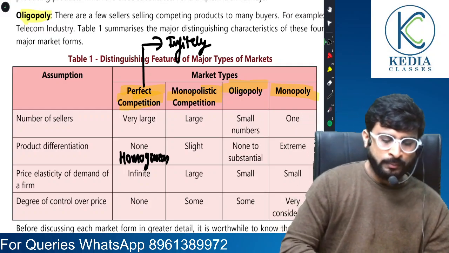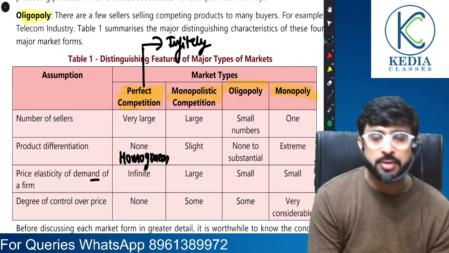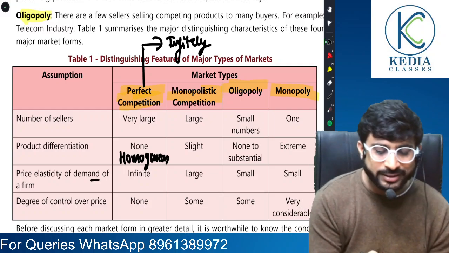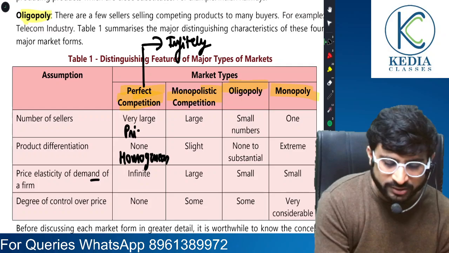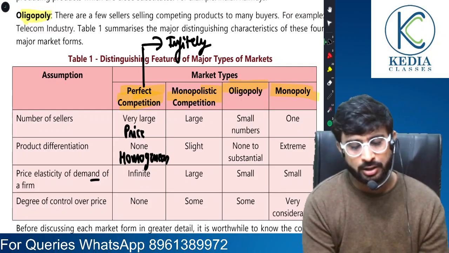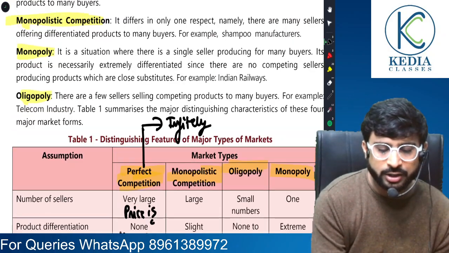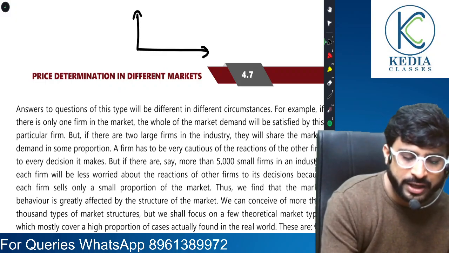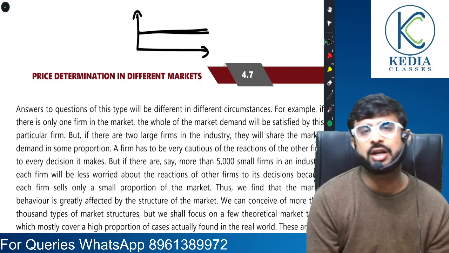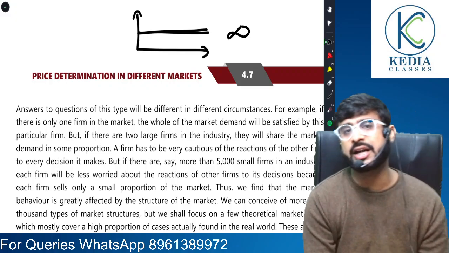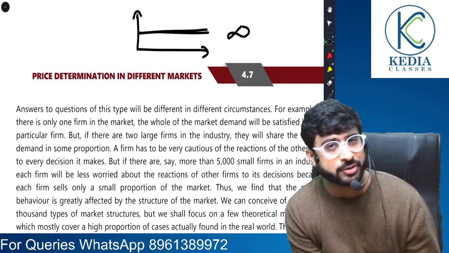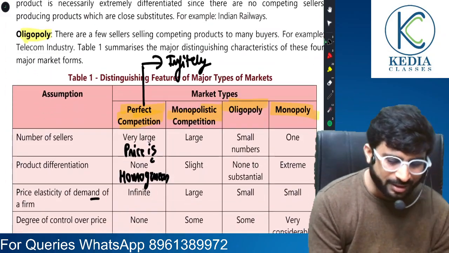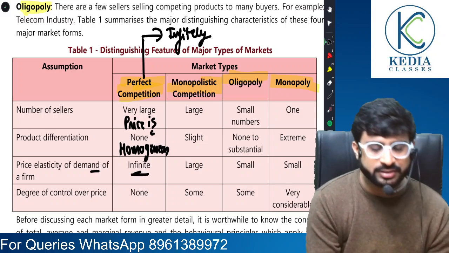Right, moving on. What is the price elasticity of demand of a firm here? Here price is constant. Who decides the price in perfect competition? Market. Here price is constant. But there are many buyers, and therefore demand changes at a single price. That is why we say infinite elasticity. Do not forget, we have studied demand. Understood, sir. So elasticity is infinite.